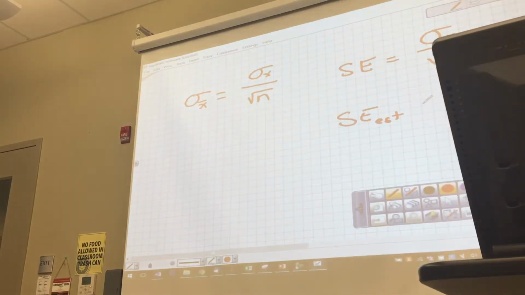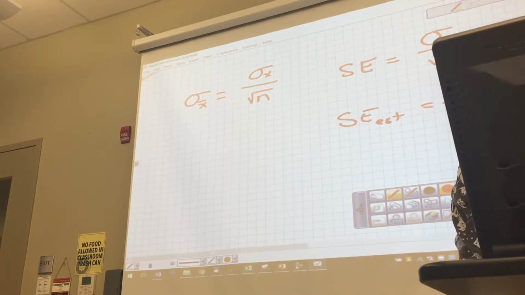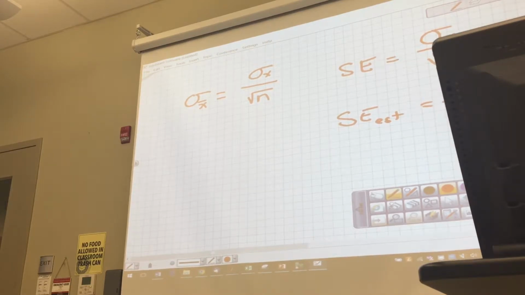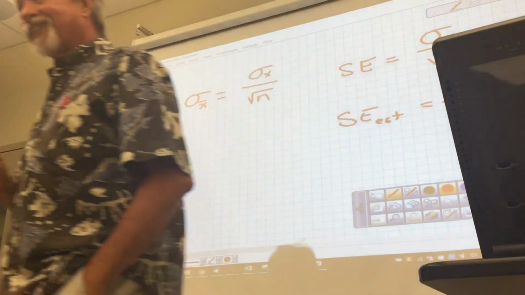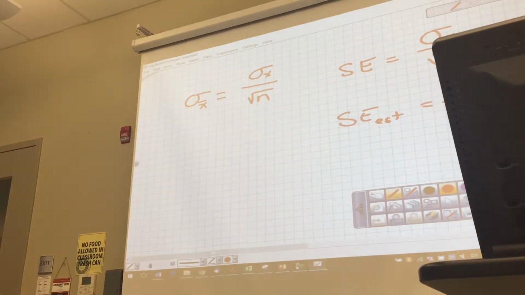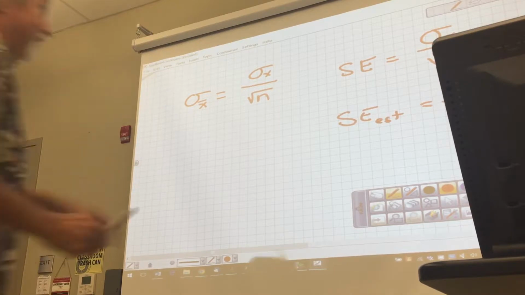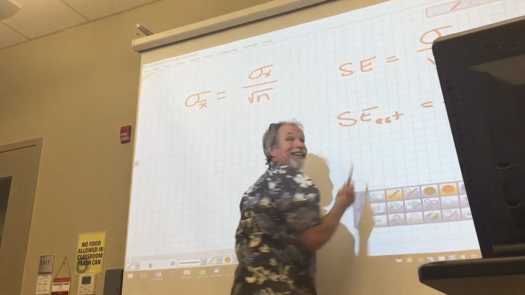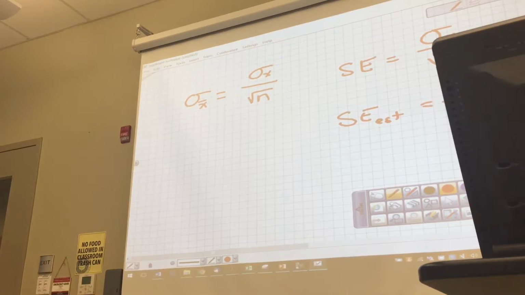What do you think we can use to substitute for this if we don't know this? The regular standard deviation? What do you mean the regular standard deviation? Just the standard deviation of the population. No, because that's what this is. That is the standard deviation of the population. If we don't have the standard deviation of the population, what can we use as a substitute for it? The standard deviation of the sample.